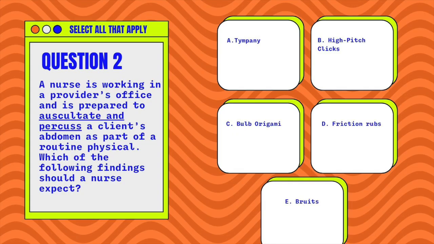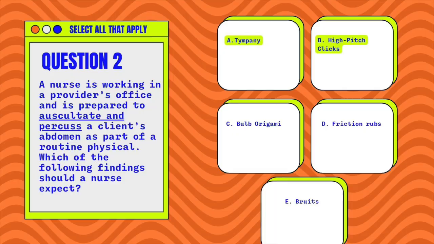A nurse is working in a provider's office and is preparing to auscultate and percuss a client's abdomen as part of a routine physical. Which of the following findings should the nurse expect? So these are findings that the nurse should expect if they're doing percussion on the person's abdomen. A, tympany, probably. B, high-pitched clicks, probably. Those are bowel sounds. C, borborygmi. D, friction rubs. And E, bruits.